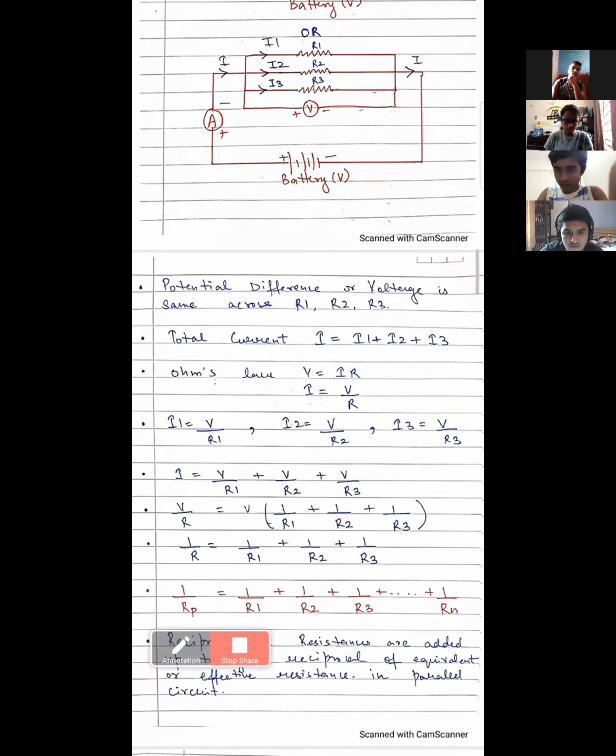I equal to I1 plus I2 plus I3, I equals V by R1 plus V by R2 plus V by R3. Taking V as common, I upon V equals 1 upon R equals 1 upon R1 plus 1 upon R2 plus 1 upon R3 and so on. So in a parallel circuit, the reciprocal of the effective resistance is equal to the addition of reciprocals of the other resistances. Is it clear? A series circuit is just the addition of the resistances. In a parallel circuit, it is the addition of the reciprocals of the resistances, which gives the reciprocal of the equivalent resistance. So these are the formulas.